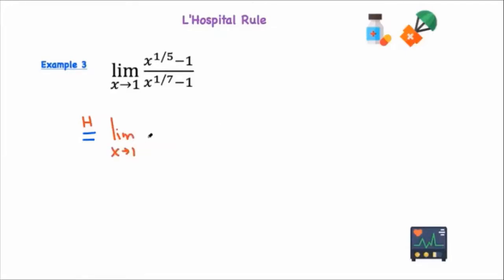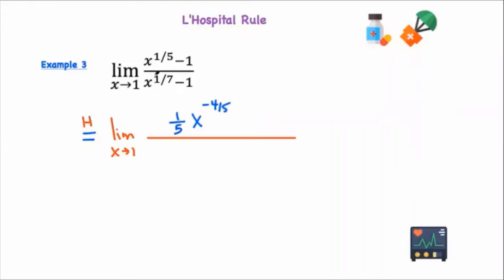Here's what I'm going to do right now. I'm going to differentiate the numerator and the denominator independent of each other. Let me start with the numerator. For the derivative of x to the 1/5, the 1/5 comes down and you subtract 1 from the power, which gives you minus 4/5. The derivative of the 1 is just 0, so I'm not going to write it here. So that's the derivative of the numerator.